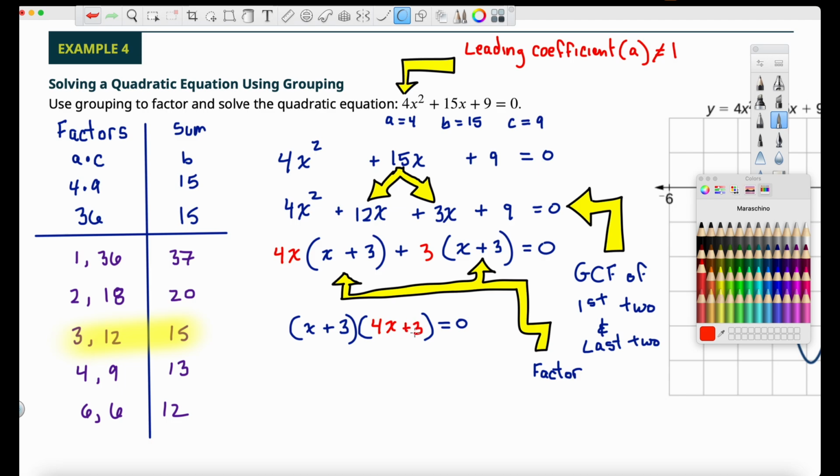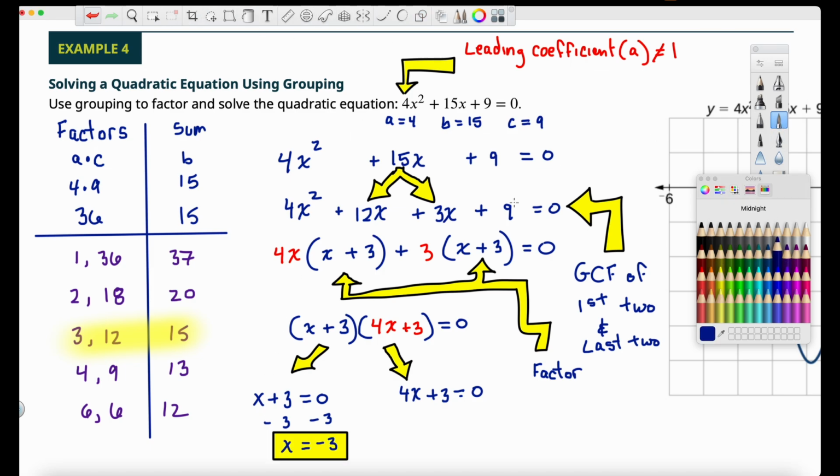Now it's time to use the zero property of multiplication. So I'm going to take x plus 3 and set it equal to 0, and then I'm going to solve for x there, and then I'm going to take 4x plus 3, set it equal to 0, and solve for x. So I get x equals negative 3, and then my second, I get x equals negative 3/4.